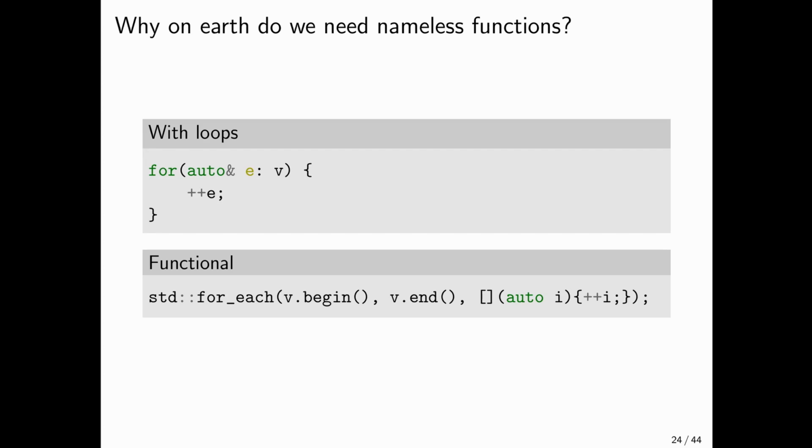True. Without the ampersand, each E would be a copy of the element of V. So if I would have a vector of 1, 2, and 3, with the ampersand, the outcome is that V will contain 2, 3, and 4. If the ampersand wouldn't be there, then V would remain 1, 2, 3. So if I'm copying the element, because the ampersand isn't there, I'm not modifying V. That's pretty much it.